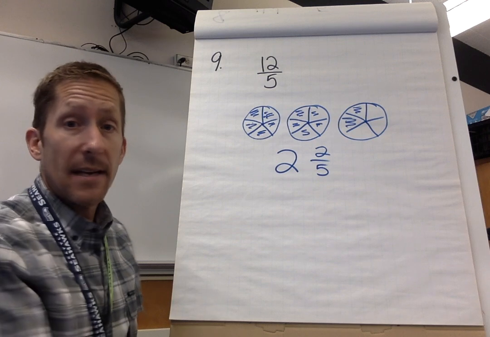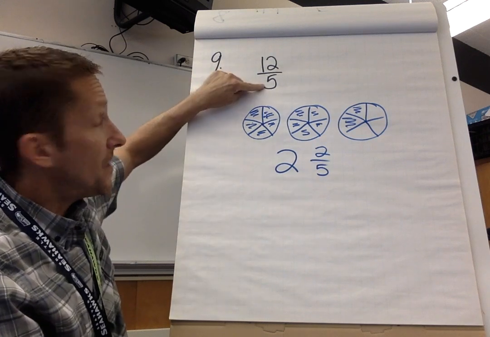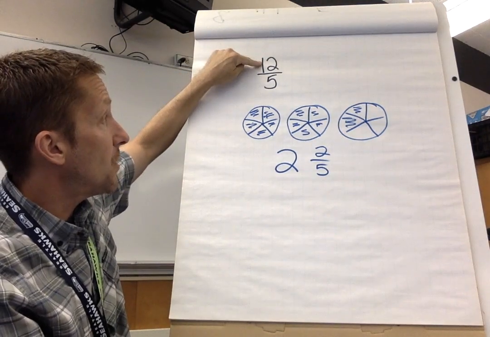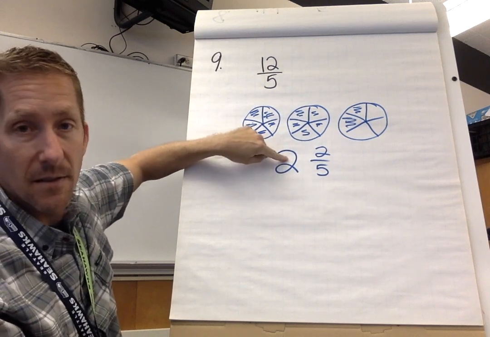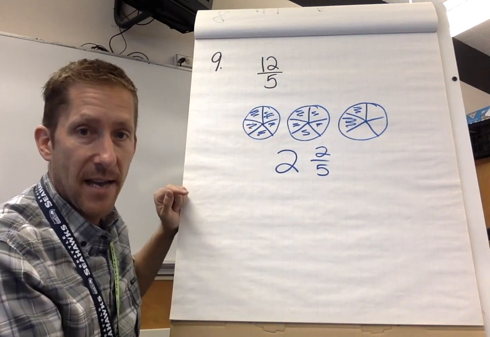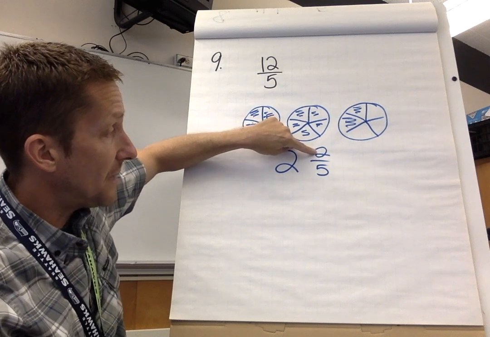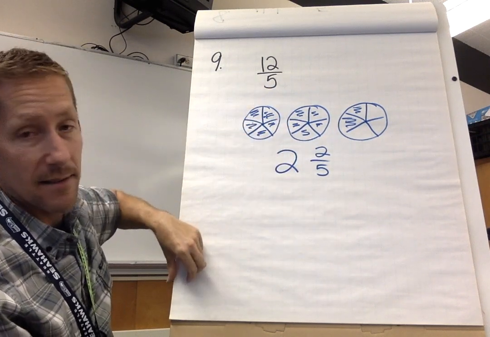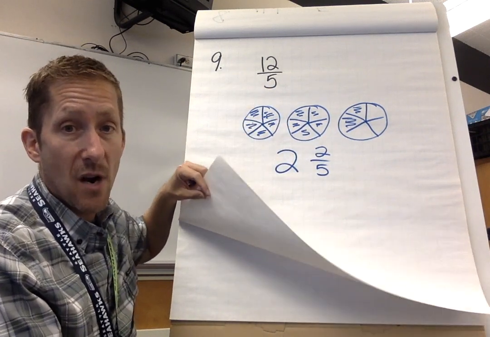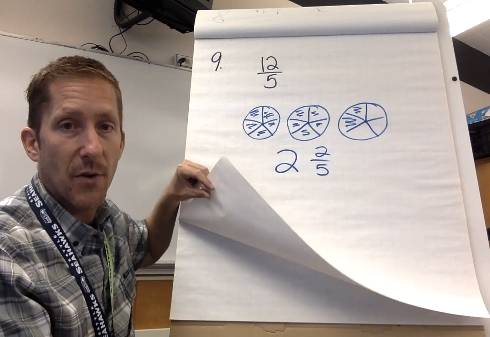Another way you can do that is to divide. How many times does 5 go into 12? 2 whole times. That gets you to 10. What's left over? 2 is left over, and your denominator stays the same. But if you're not sure, drawing is always a good way to help your thinking.